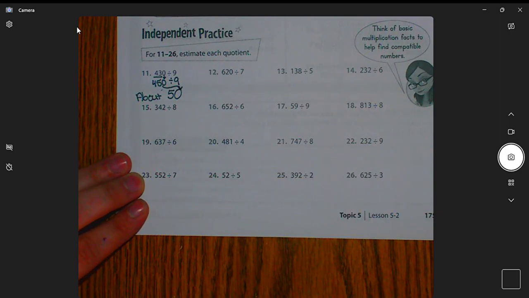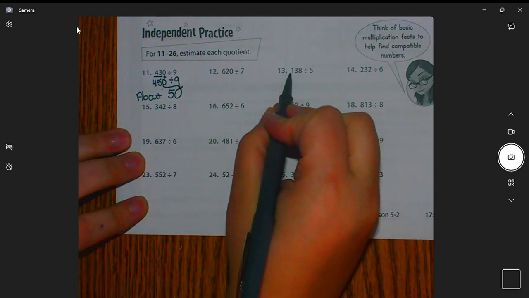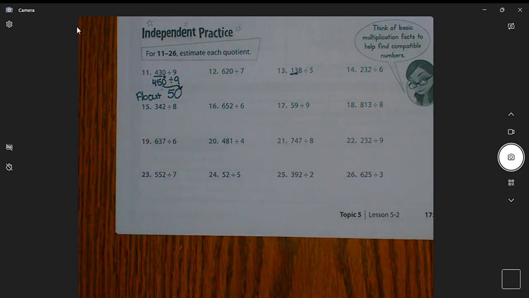I want to look at number 13. 138 divided by 5. So sorry. What is the closest I can get to 13 by 5s? I'm going to count by 5 and see if I can get close or closest. Let's count. 5, 10, 15. I know 10 and 15 sandwich 13.